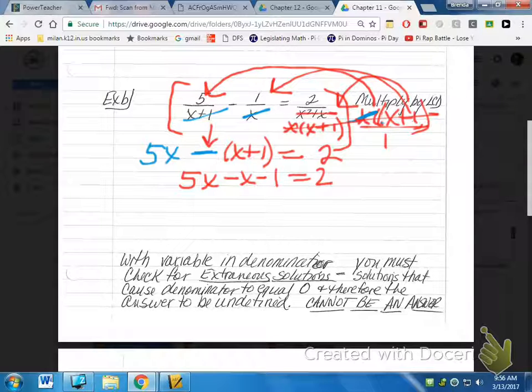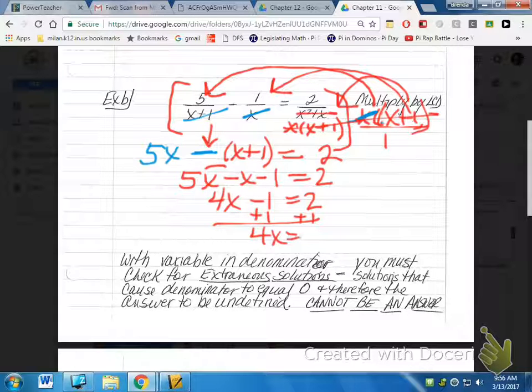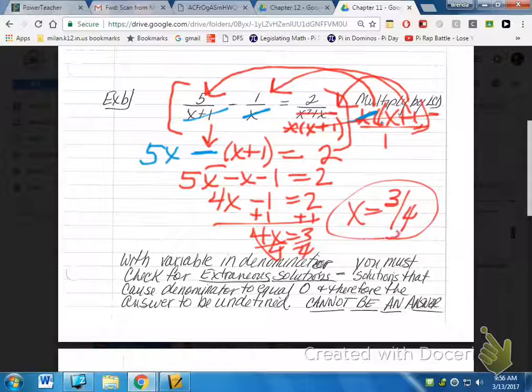And for you guys, this problem should be pretty simple at this point. I've got a 5x minus x together on the left. You need to combine those two for 4x minus 1 equals 2. Add 1 to both sides. 4x equals 3 and divide by 4. So x equals 3/4. Do not change that to a decimal. Leave it 3/4. Questions about that?